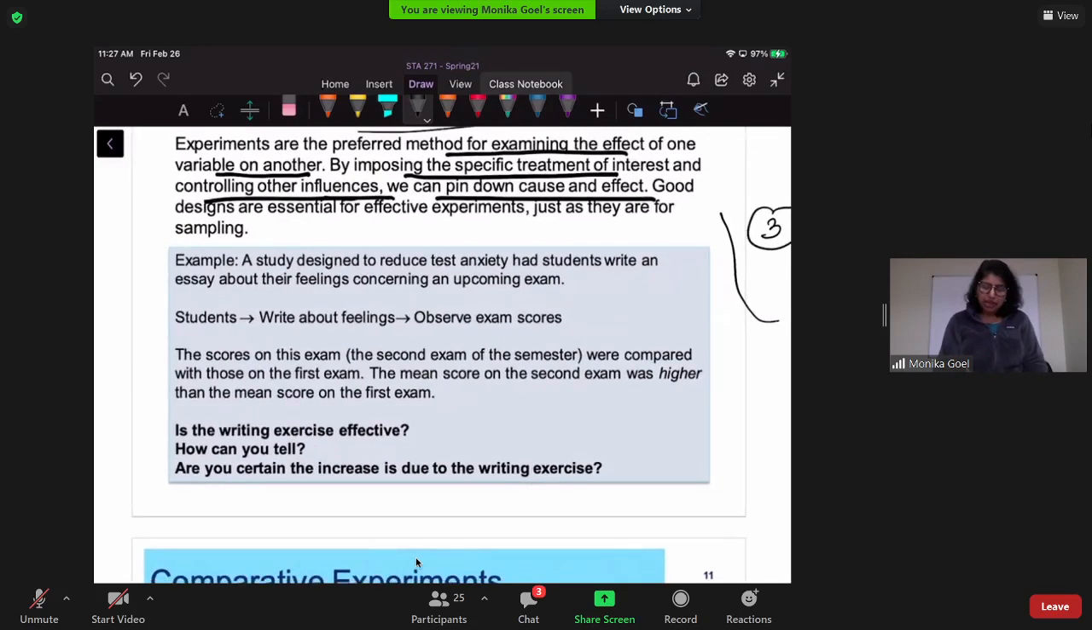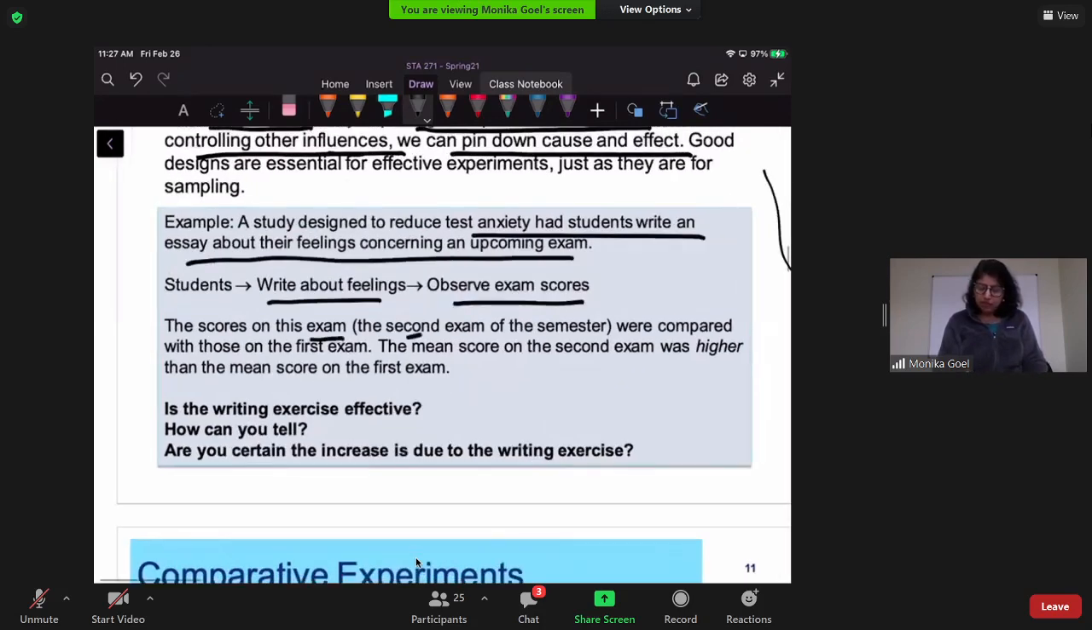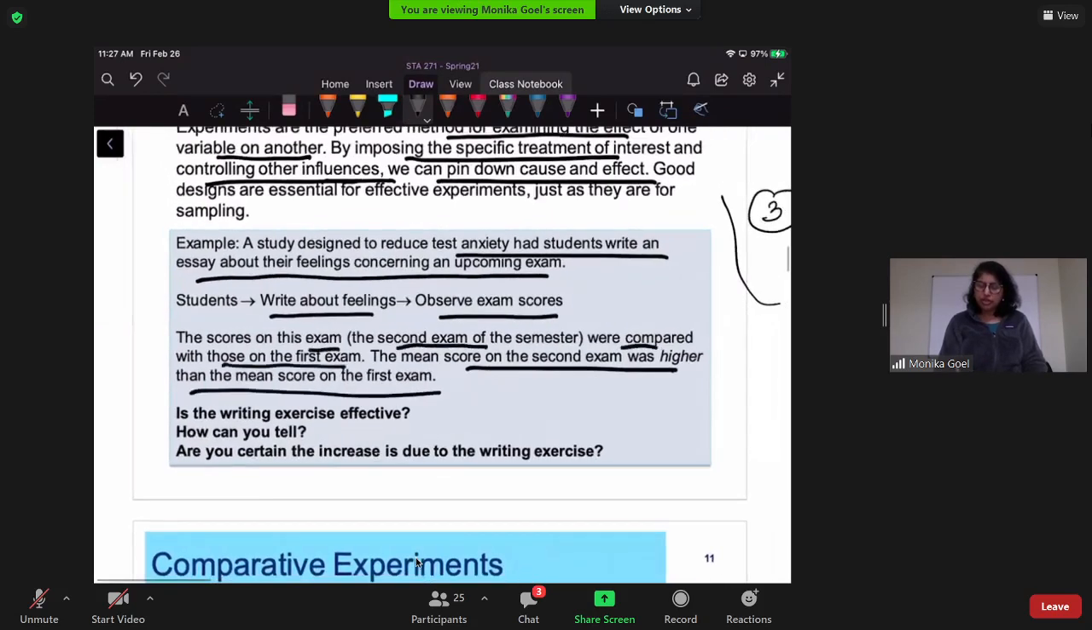Let's read. A study designed to reduce test anxiety had students write an essay about their feeling concerning an upcoming exam. Students, they write about their feeling and then they observe their exam scores. The score in this exam, which is your second exam, were compared with those in the first exam. The mean score of the second exam was higher than the mean score of first exam. So what did this study do? The students write the essay about their feeling, and on the basis of that, they observed the exam scores, and they found out that exam 2 scores are better than exam 1.